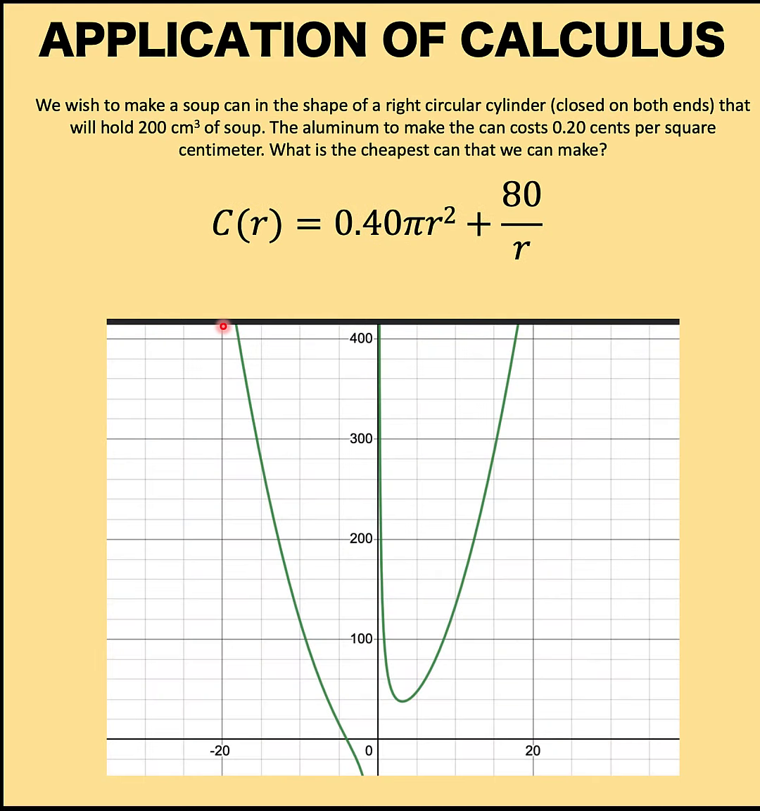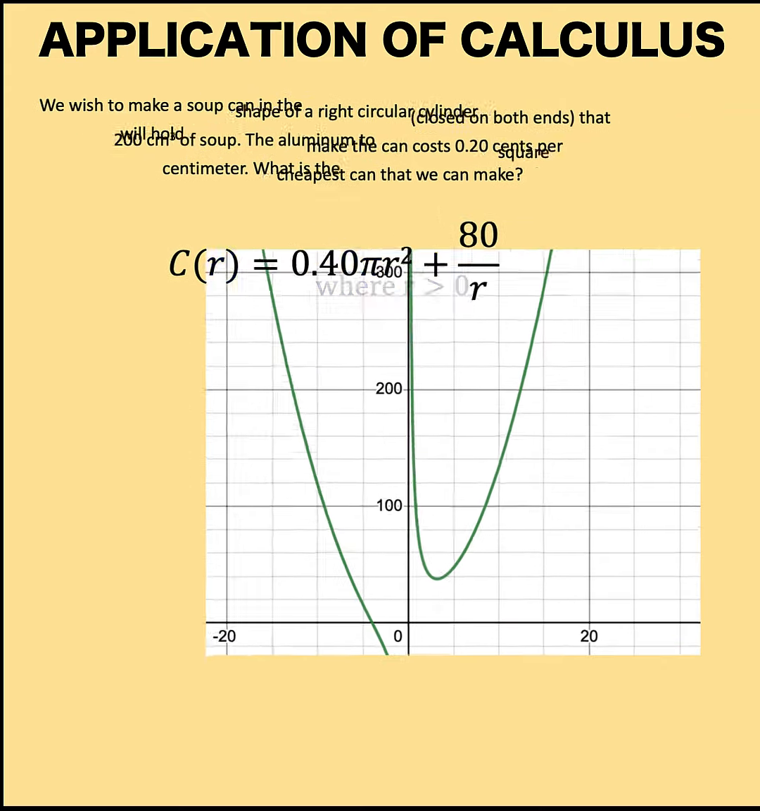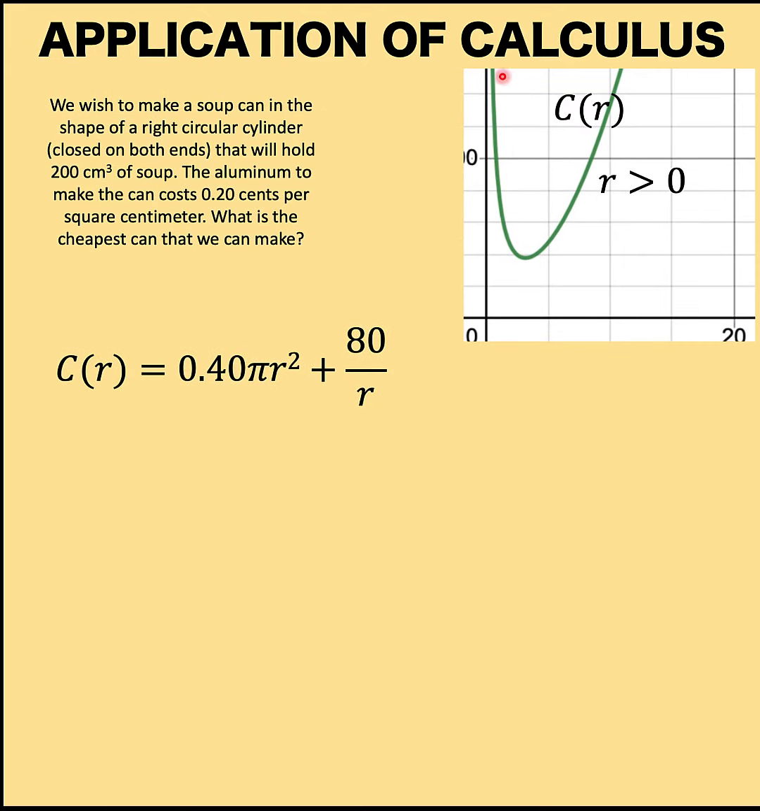The graph looks like this. There are two parts. We have this part at the left side of this y-axis, and there is another part at the first quadrant. Now, since r is greater than 0, we are only interested in this part at the right side of the y-axis. And so, let's focus our investigation at this curve. We want to find the minimum value. Therefore, we are after this lowest point here.